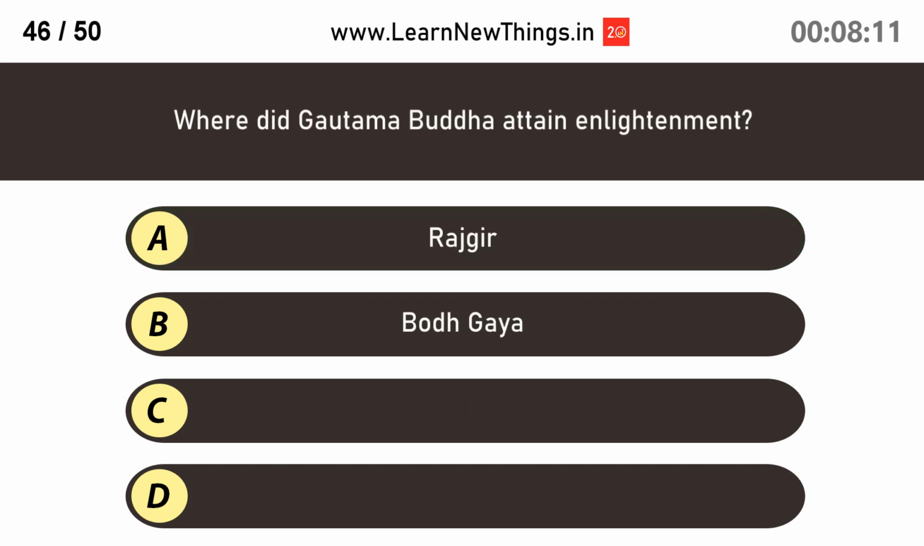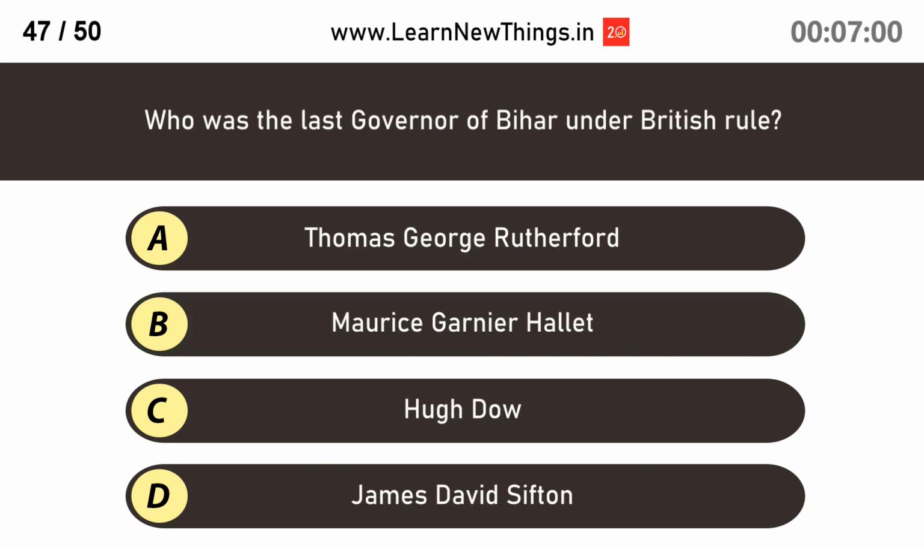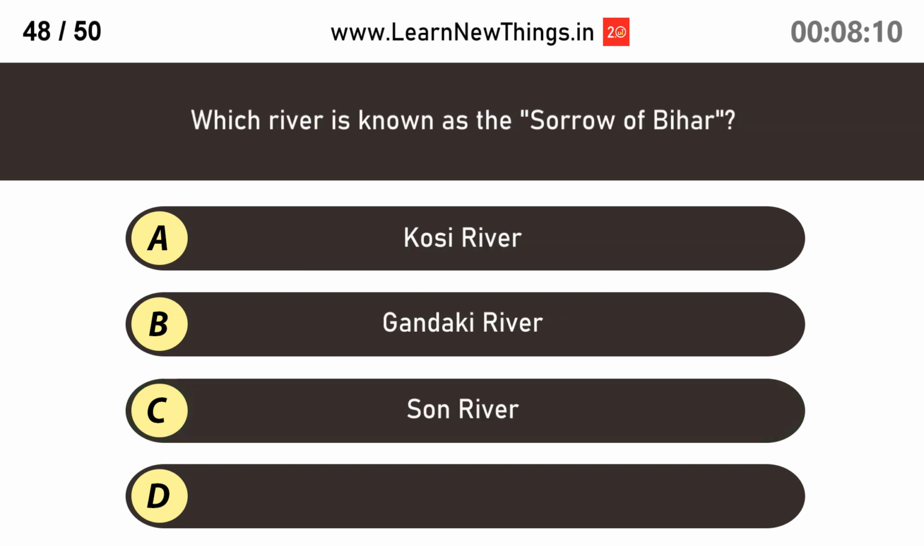Where did Gautam Buddha attain enlightenment? Bodh Gaya. Who was the last governor of Bihar under British rule? Hugh Dow. Which river is known as the sorrow of Bihar? Kosi River.